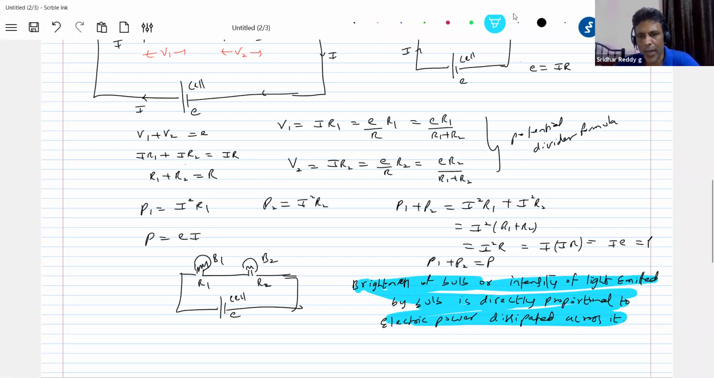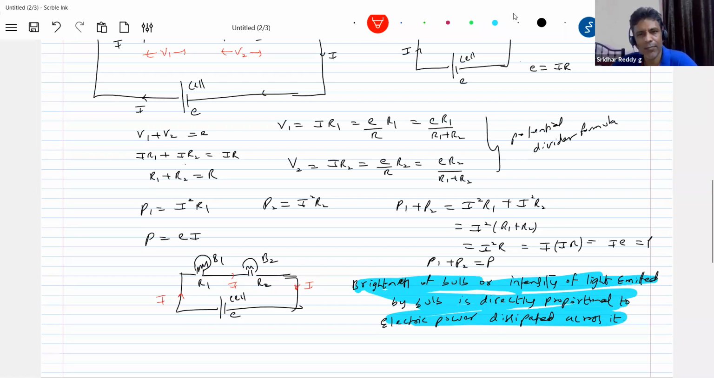So the intensity or the brightness of a bulb depends on what? The power dissipated. I think it's quite clear, no? A 100-watt bulb and a 20-watt bulb: which will give more brightness? The one with more wattage. So P1, P2. The brightness depends on the power dissipated across the bulb. Both have the same current, no? The current flowing through each bulb is the same. The one with more resistance dissipates more power, so the brightness of that bulb will be more.